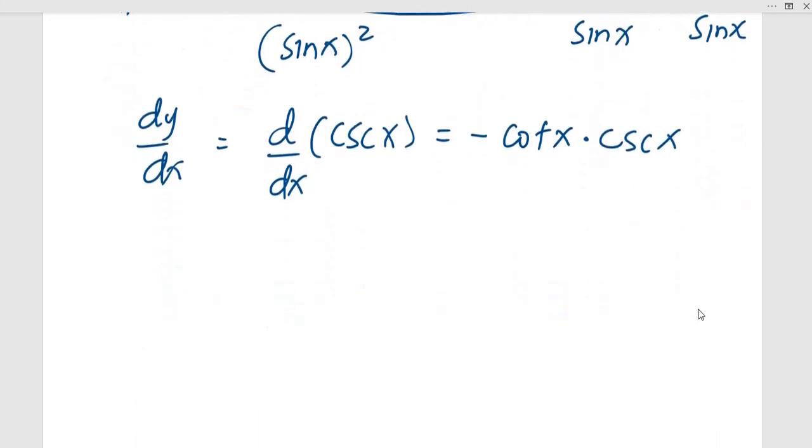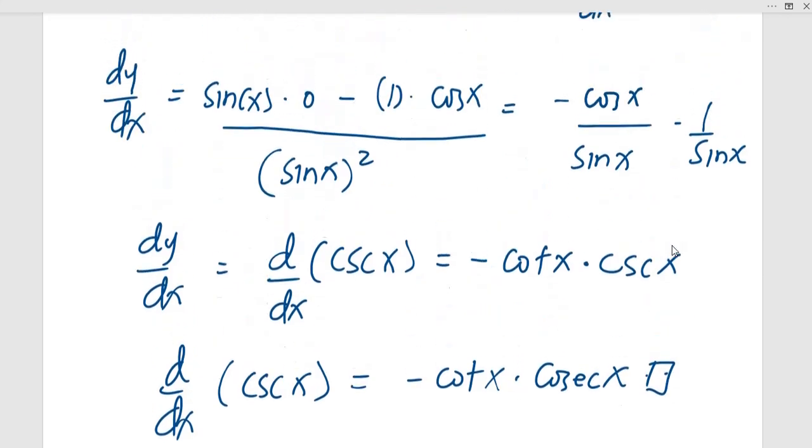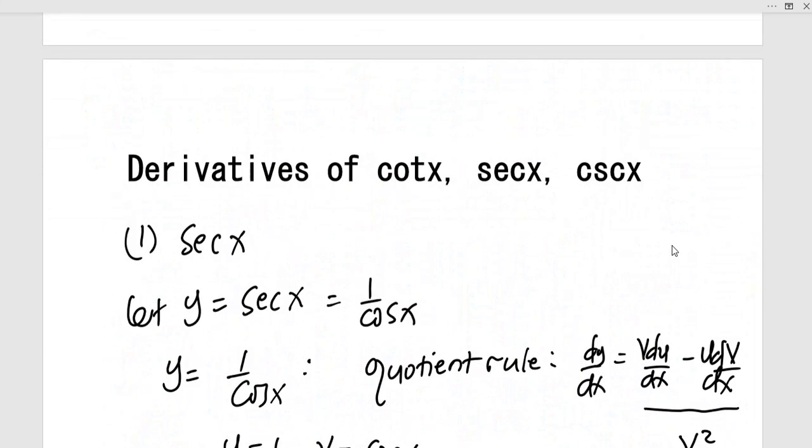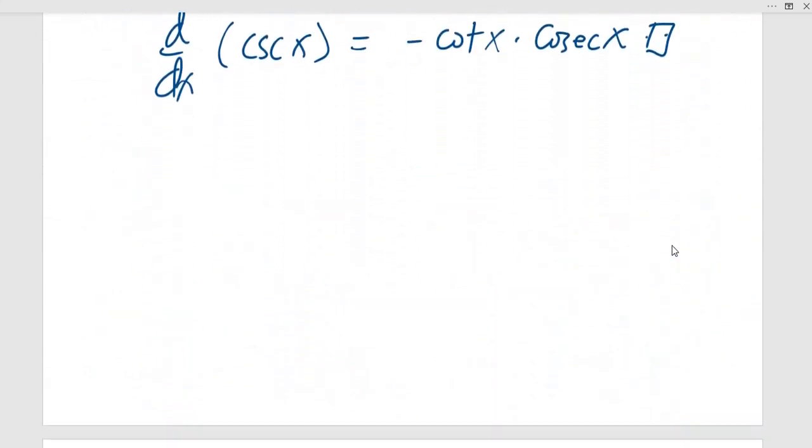So meaning, if I differentiate cosec x with respect to x, I get negative cot x cosec x. As simple as that. We proceed and look at this last part of cot. So let's see if we differentiate cot x with respect to x, what do we get?